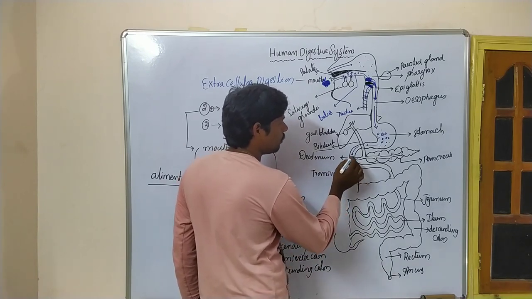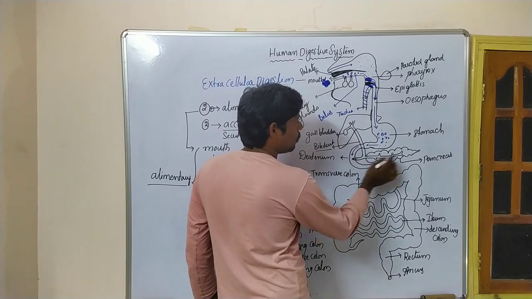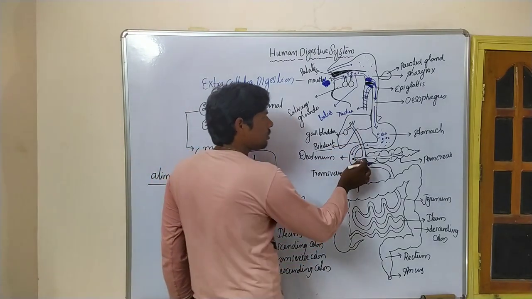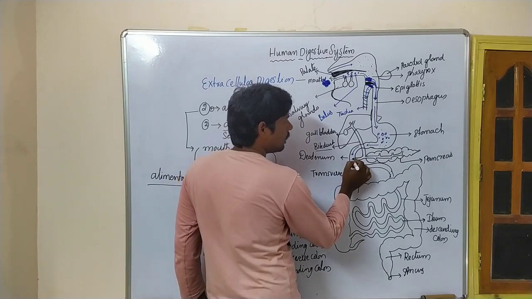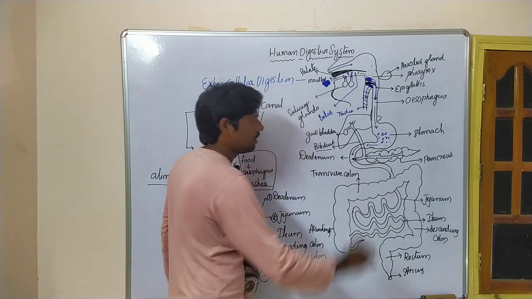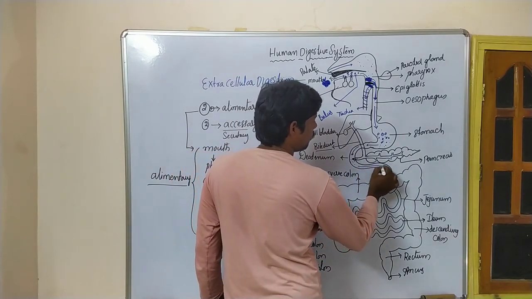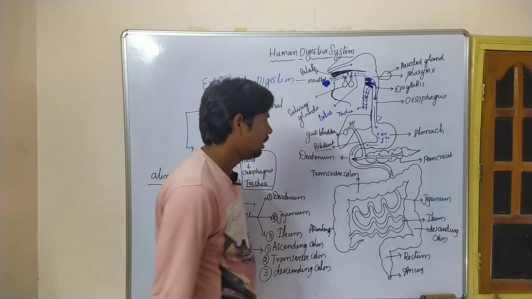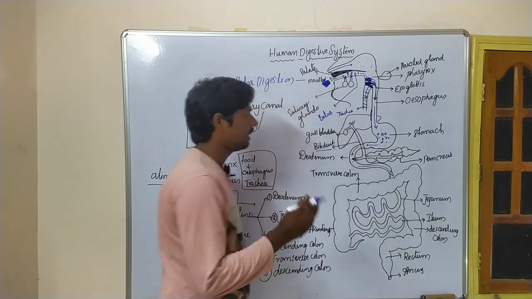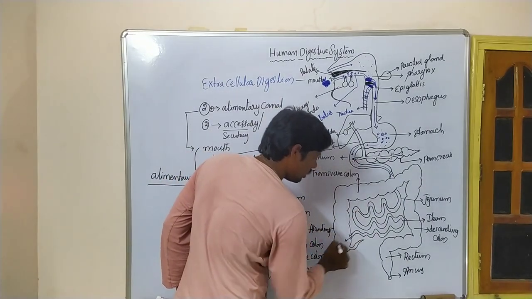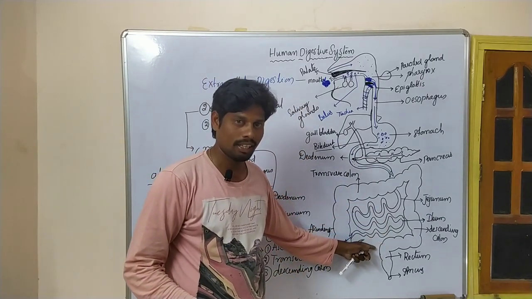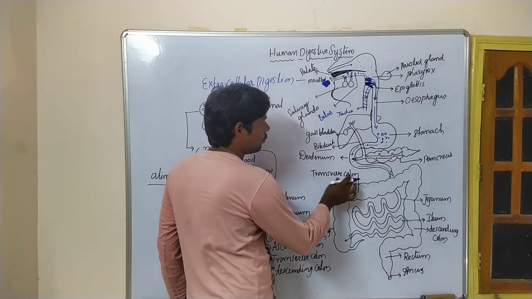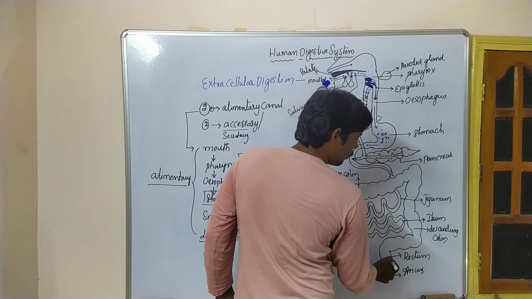Here is a very important concept to be noted. The duodenum contains both pancreatic juices and the bile juices secreted by the gallbladder. So bile juices and pancreatic juices mix with the food at the site of the duodenum. From here, the mixture enters into the small intestine, the jejunum and ileum. At the end of the ileum, the food is completely digested, and the undigested food present in the small intestine enters into the ascending colon, from where it goes to the transverse colon, the descending colon, and the rectum.